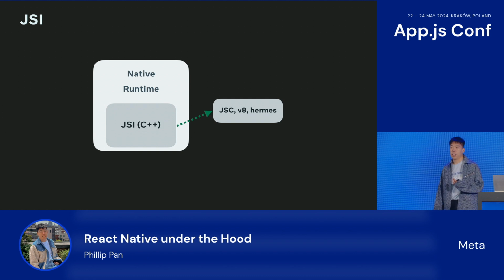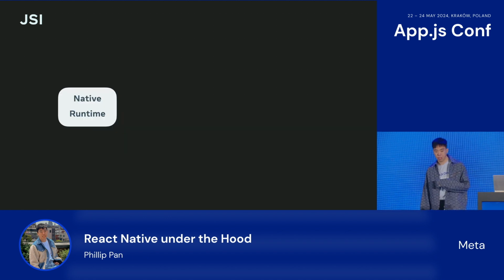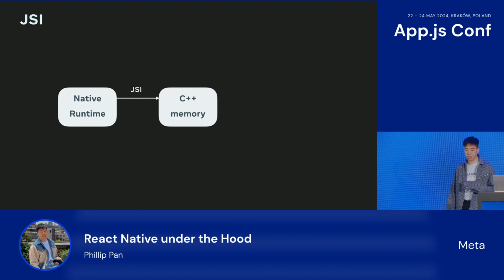So JSI can be considered a wrapper of the underlying engine's API, but because it's written in C++, there are some functional changes as well. The main functional change after integrating JSI is the flow of data. From native, we would call JSI, which can dispatch and invoke commands via C++.